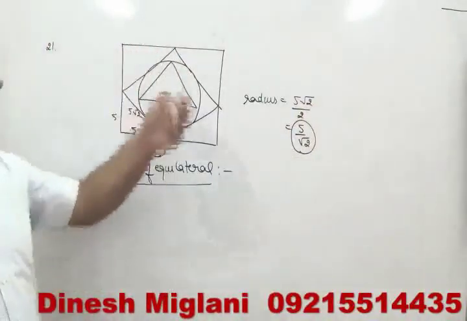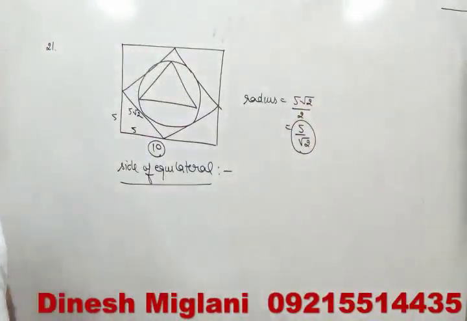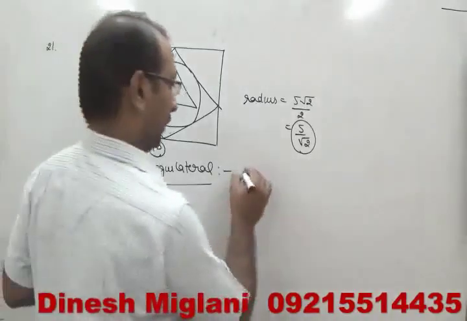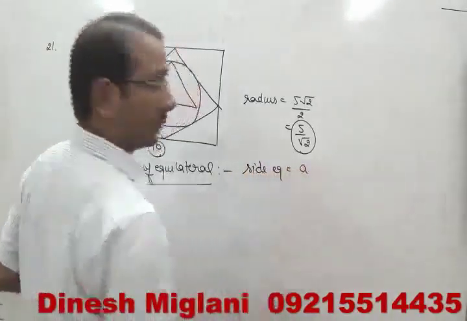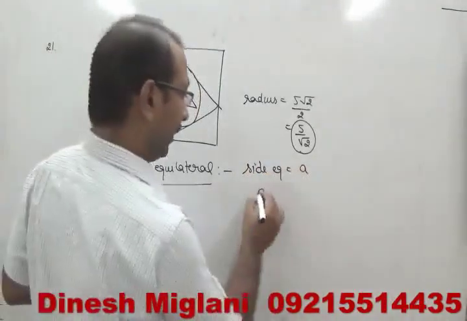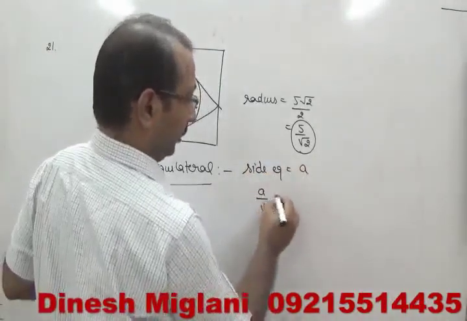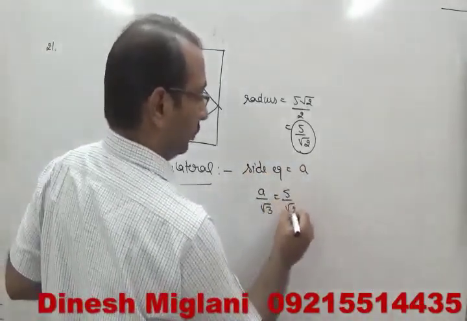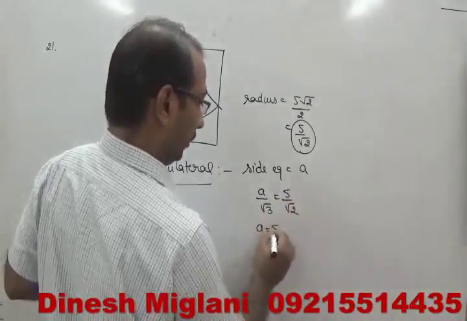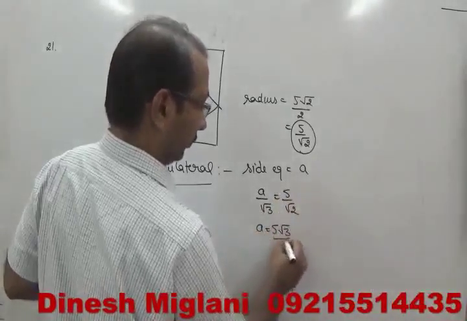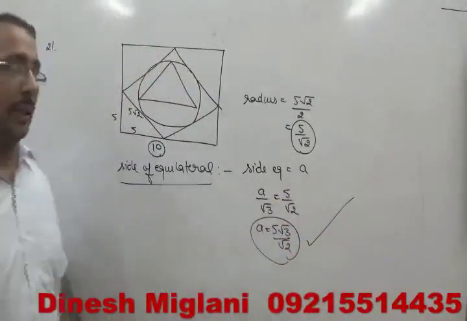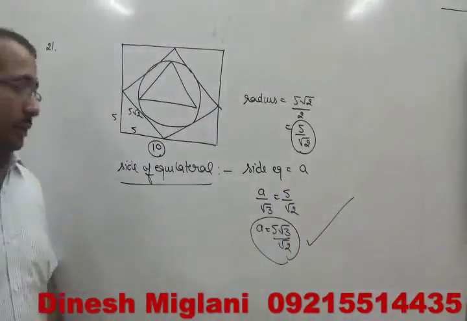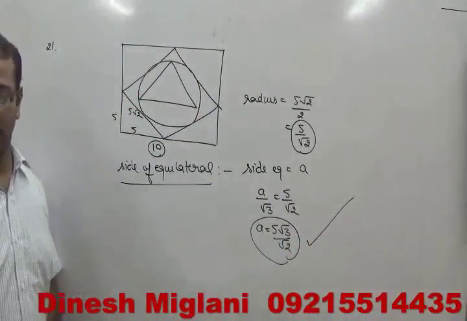Now this circle is the circumcircle of the equilateral triangle. Let us assume that the side of the equilateral triangle is equal to A. We know that the circumradius of the equilateral triangle is A by root 3, which is equal to 5 by root 2. So I may say A equals 5 root 3 by root 2, right? So the side of the equilateral triangle A is equal to 5 into root 3 by root 2.